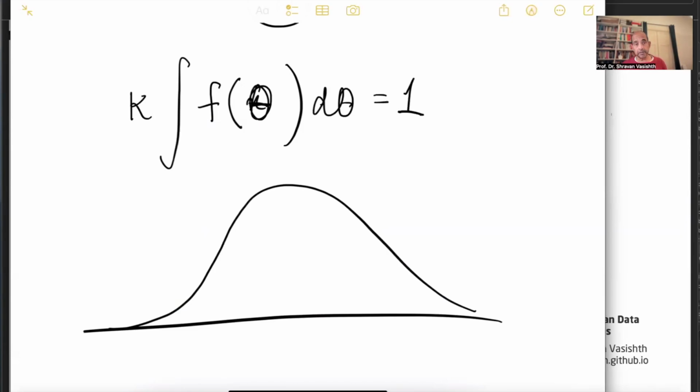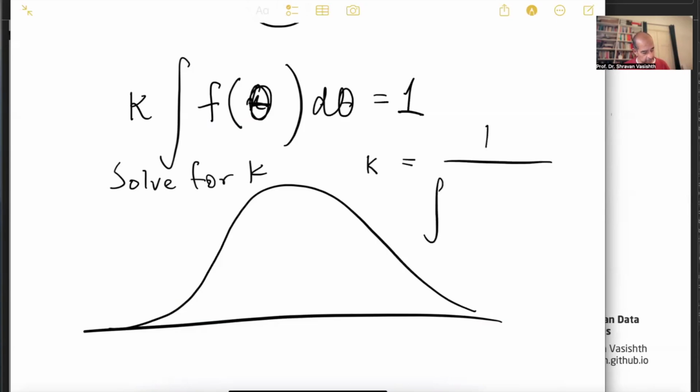K times the integral of f of theta d theta is going to have to be 1, right? So all you have to do is solve for k. In easy cases at least, this is going to be easy to do, because all we have to do is 1 times 1 over the integral of f of theta d theta. This gives me the normalizing constant.